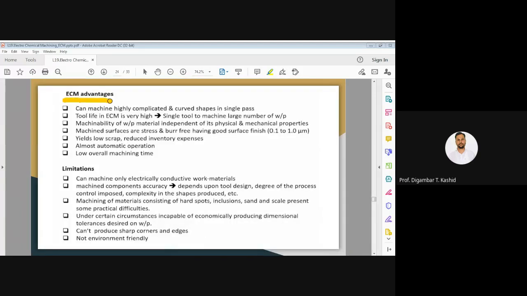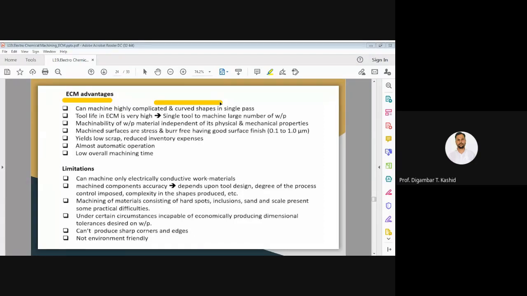Firstly, we'll go for the advantages. The advantage of the ECM technique is that it can machine highly complicated and curved shapes in a single pass. The second advantage is that the tool life in this ECM machining process is very high because there is no tool wear here. Practically there is no tool actually, because the electrode or cathode is going to act as your tool.